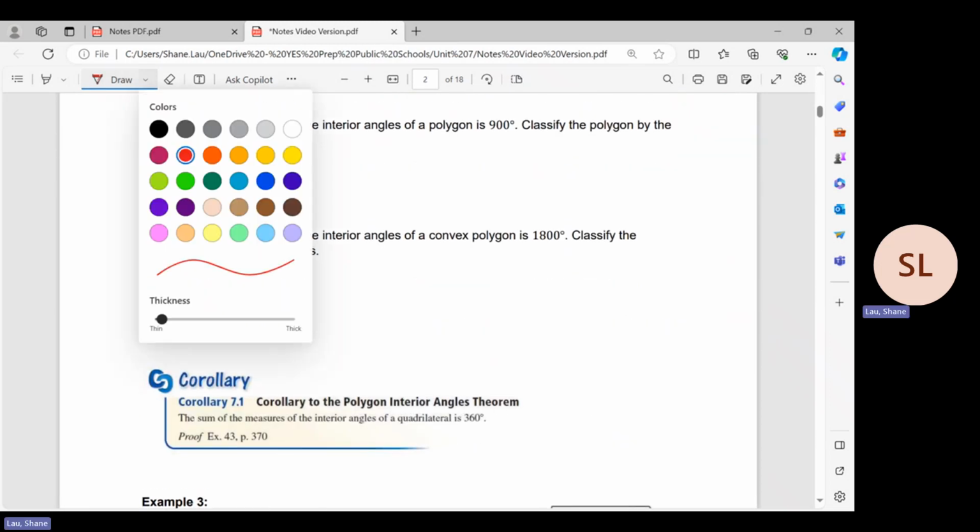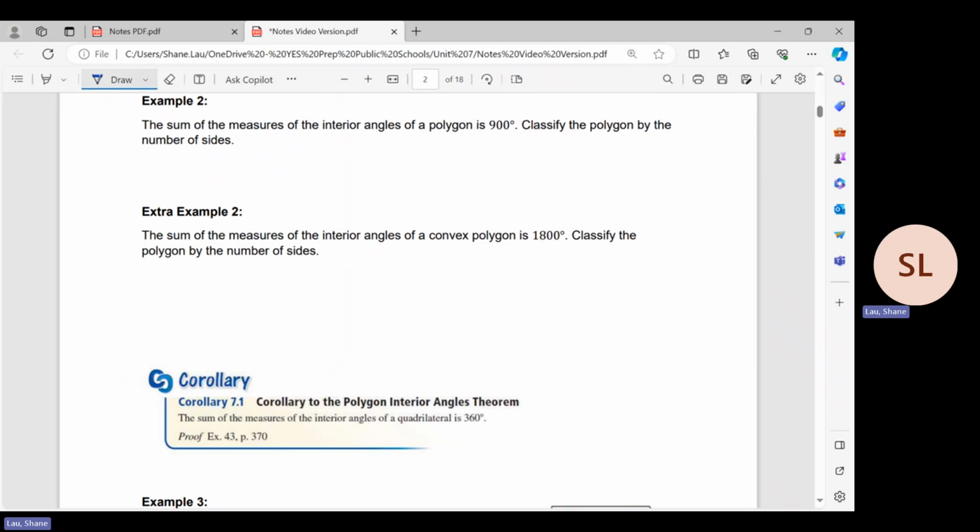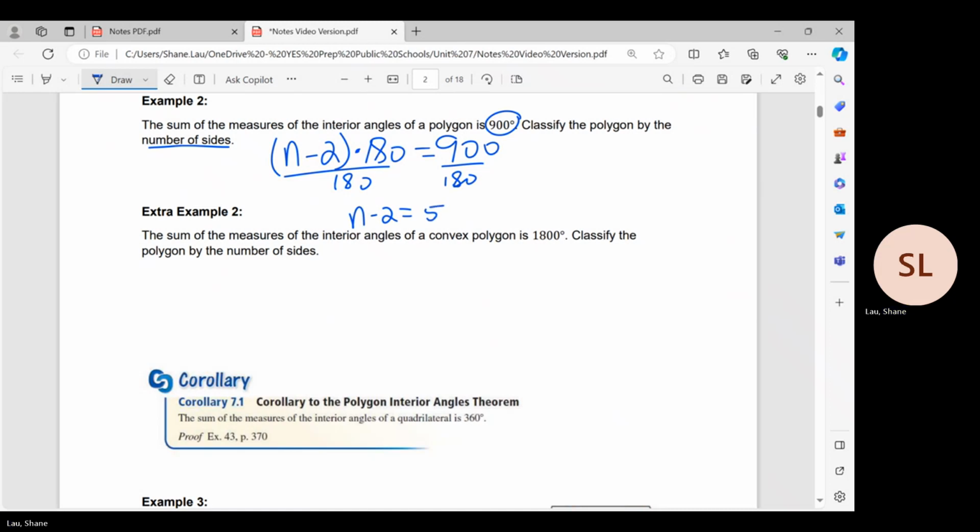Now, example 2 is very similar to example 1 and extra example 1. But instead we're looking for the number of sides. So we don't actually have the number of sides yet. We do know what the polygon's angle sum equals. So set up our equation, n minus 2 times 180 equals 900. And you're just going to solve for n, just like how you would solve for any other variable. Divide by 180 on both sides. n minus 2 equals 5. Then you add 2 on both sides, we get n equals 7.